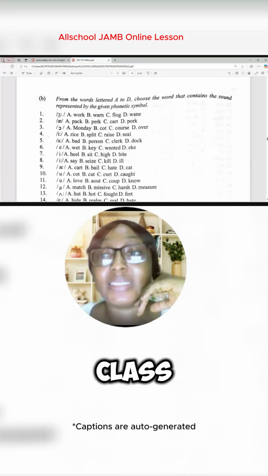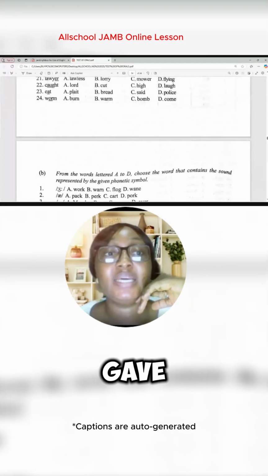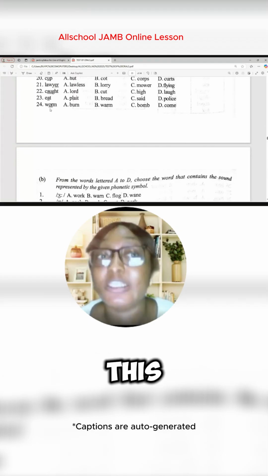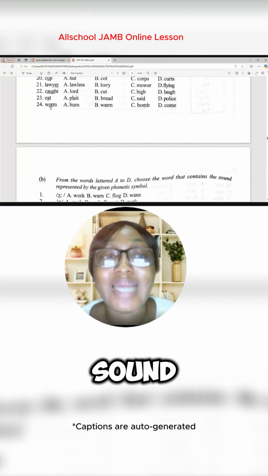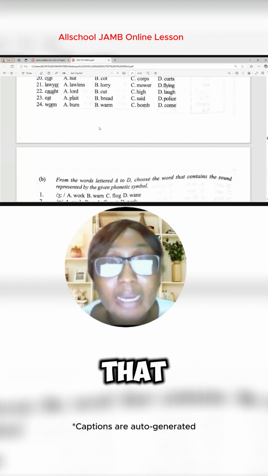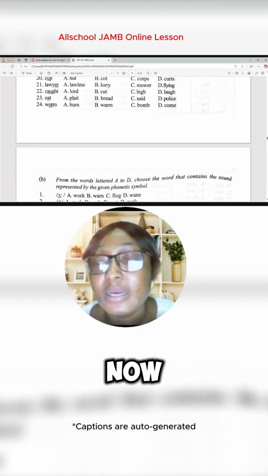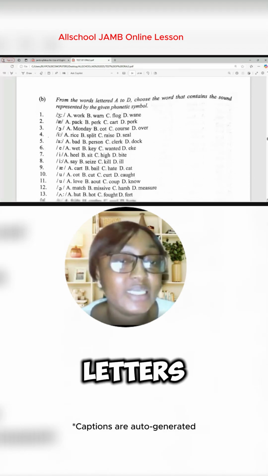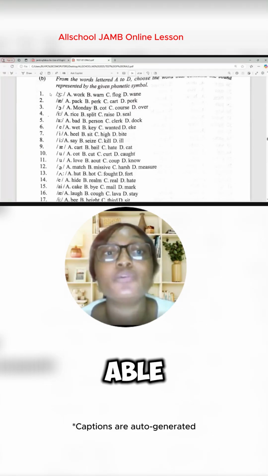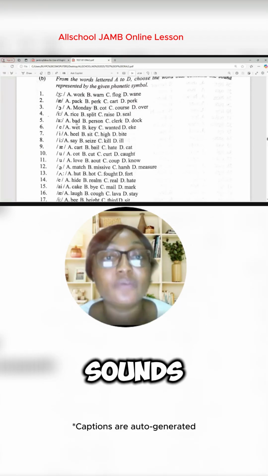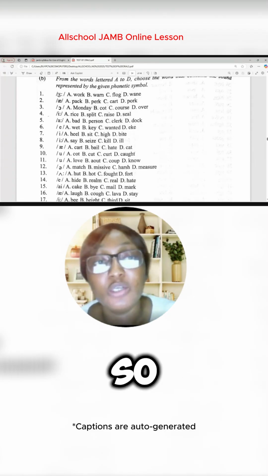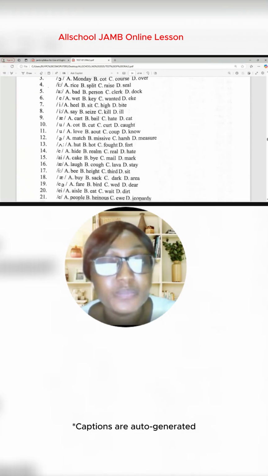For today's class, the previous one gave us word examples, and then we were supposed to look for the word that has this particular sound that was underlined. Now for this one, we're looking at the sounds directly, not the letters, the sounds directly. So you should be able to identify each of the sounds to be able to understand and then choose the correct option.